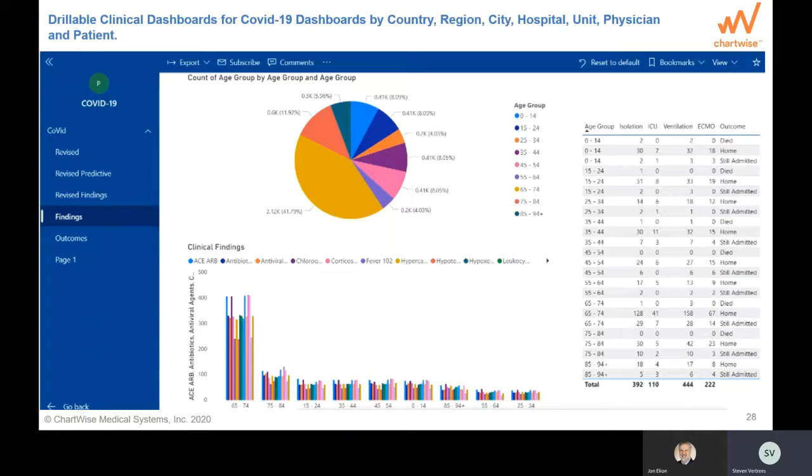Now, the nice thing, since we're utilizing the Power BI platform from Microsoft in the Azure Cloud platform, we can easily modify any of these dashboards to meet your needs. And what we're showing here is just several examples of using the different types of data we have.